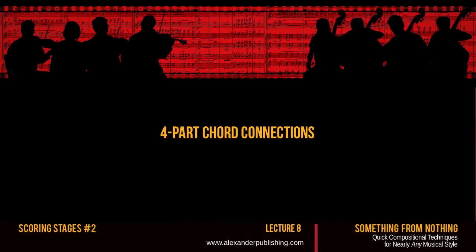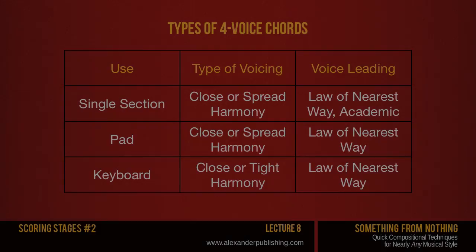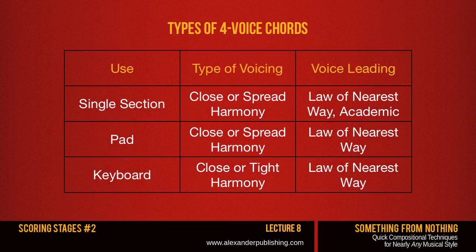There are two primary ways of making chord connections with four-part harmony. The method you select is determined by the style of music you're writing and the sound you want. For our purposes, I'm showing you three different types of four-part voicings and the kind of voice leading you use with each. Working with the chart below, we're reading left to right.